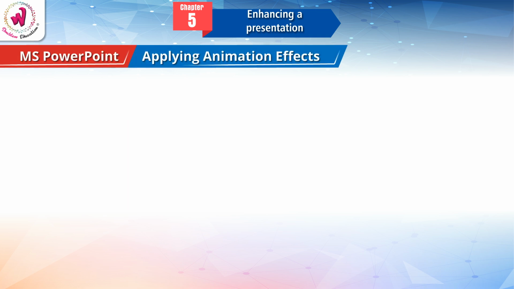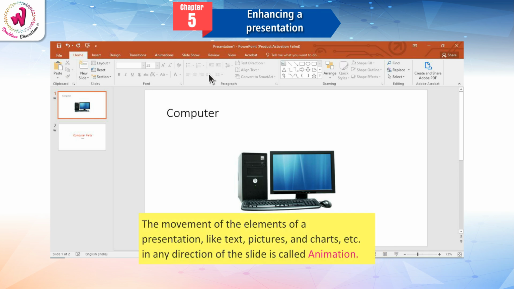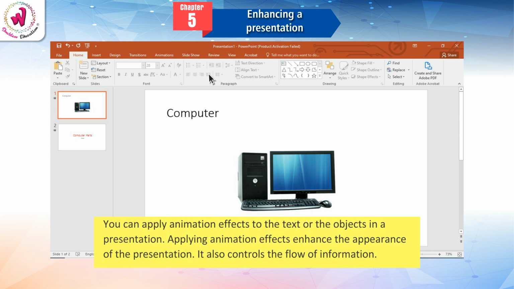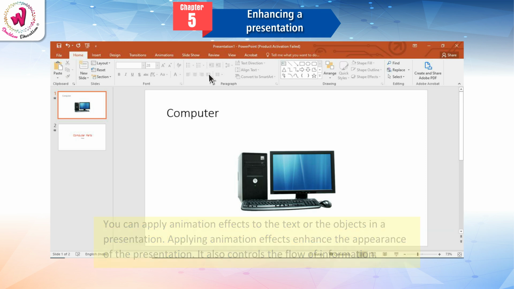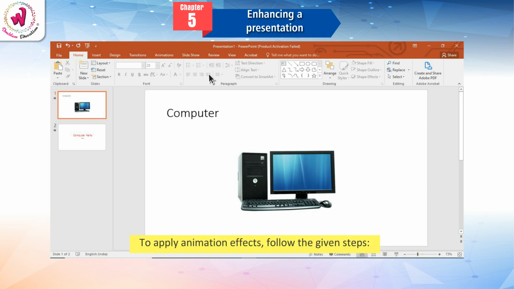Applying animation effect. The movement of the elements of a presentation, like text, pictures, and charts, etc., in any direction of the slide is called animation. You can apply animation effects to the text or the objects in a presentation. Applying animation effects enhance the appearance of the presentation. It also controls the flow of information. To apply animation effects, follow the given steps.